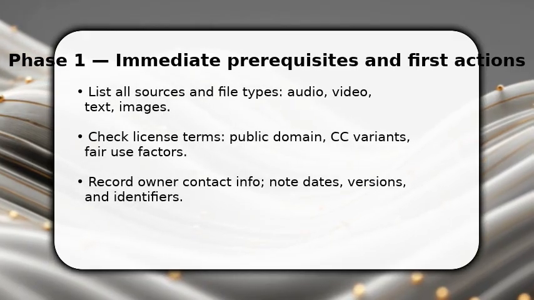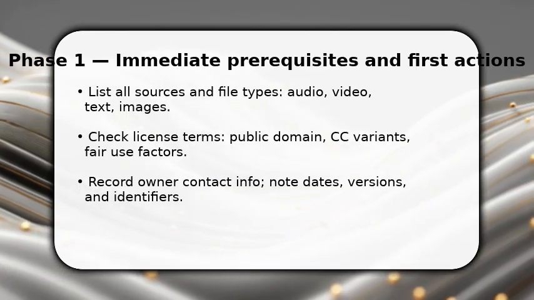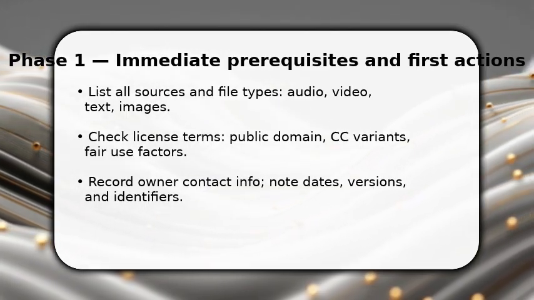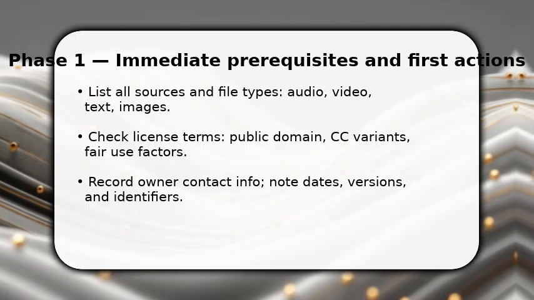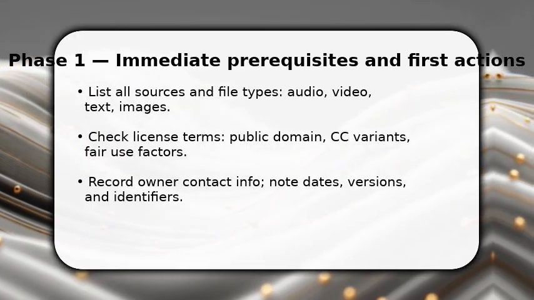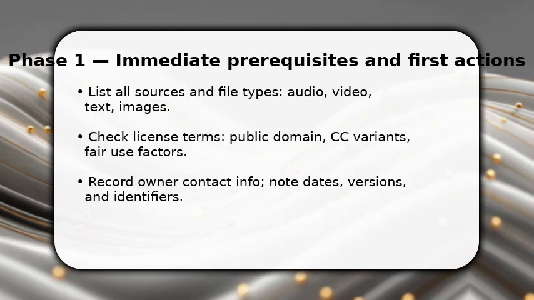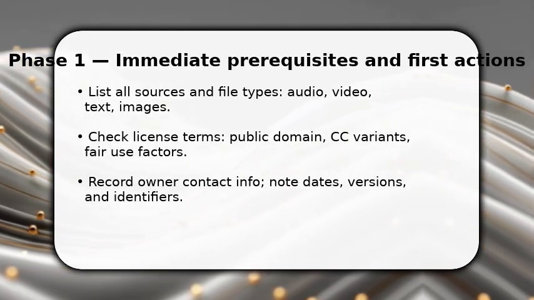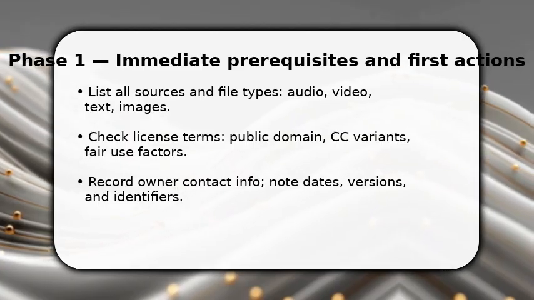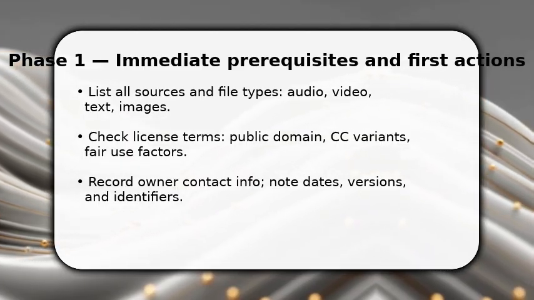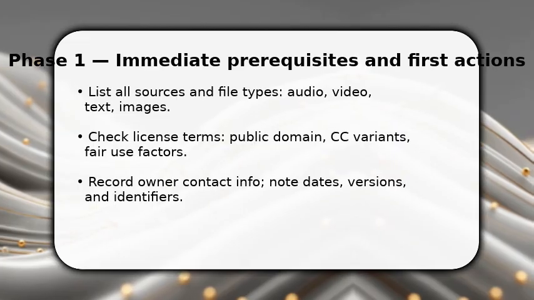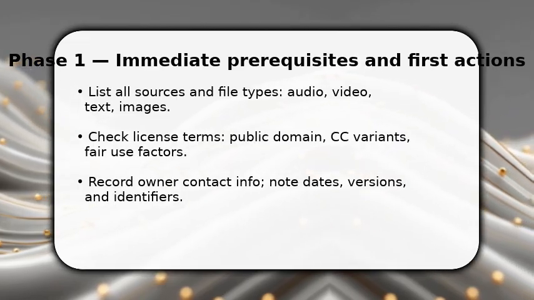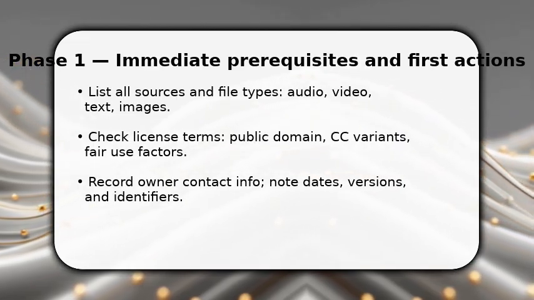You start by listing what you have and who might own it. Identify file types and licenses now, because clarity saves disputes later. Once done, mark items that are clearly public domain or CC BY and separate uncertain works for review. Make sure to capture owner contact info, dates, and version numbers. These details let you request permission efficiently and prove your due diligence if questions arise.